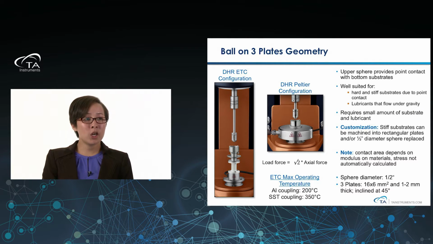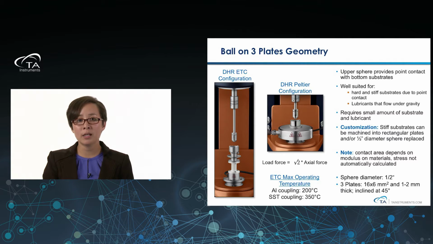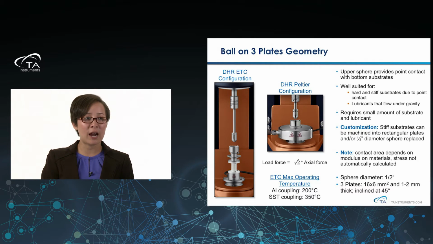For the ball on 3 plates geometry, it's a little bit different. You can see here we have a cup where the 3 plates are situated at an angle. And then the upper geometry has a chuck where we can place a 1/2 inch diameter sphere. Now, this upper sphere will provide point contact between the 3 different plates. So again, it's a point contact, meaning we don't automatically calculate stress. But because of that point contact, this is really great for hard and stiff substrates. This geometry is also very good if you have lubricants that will flow under gravity, because since it is at an angle, the lubricant will always flow back in to fill in that point contact, ensuring that there's lubricant throughout the entire test.